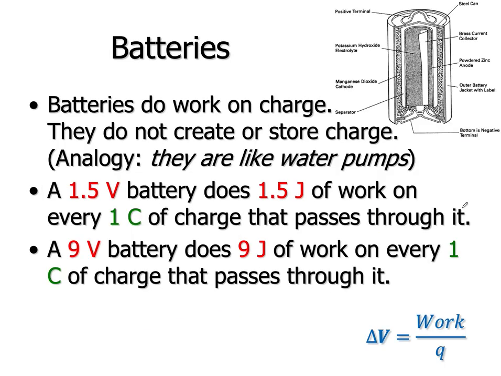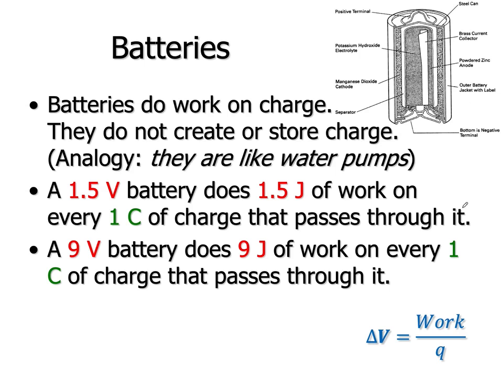Ding, ding, ding, ding. So, batteries do work on charge. They do not create or store charge. Just like a water pump doesn't make water. In fact, the analogy between batteries and water pumps is really quite good. A 1.5 volt battery does 1.5 joules of work on every coulomb of charge that passes through it. A 9 volt battery does 9 joules of work on every coulomb of charge that passes through it.